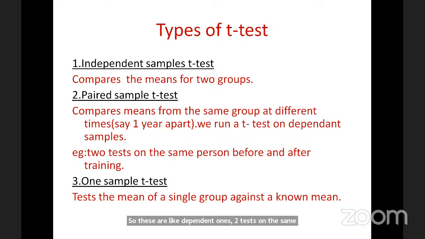The one sample t-test tests the mean of a single group against a known mean. There will be a known mean, and against that we test the mean.